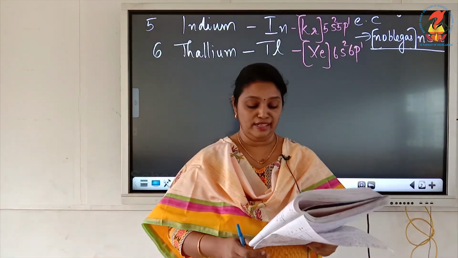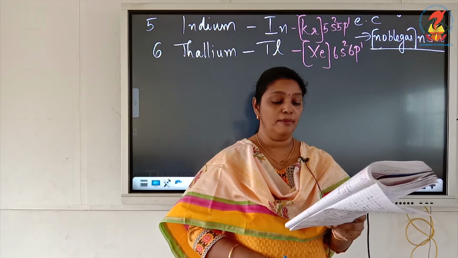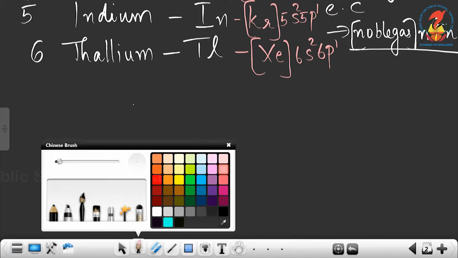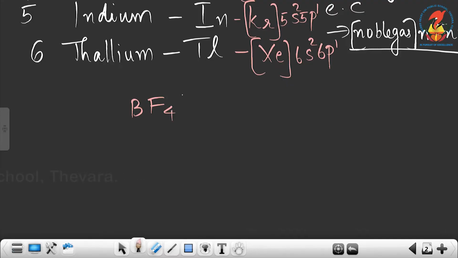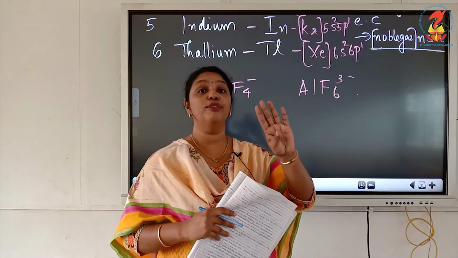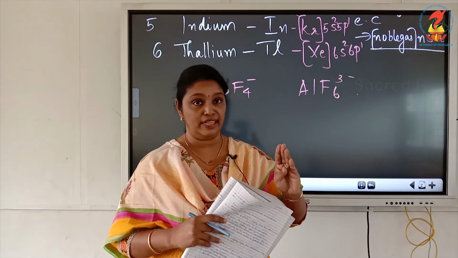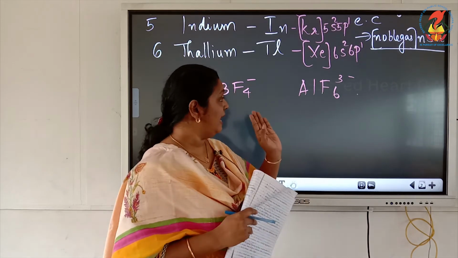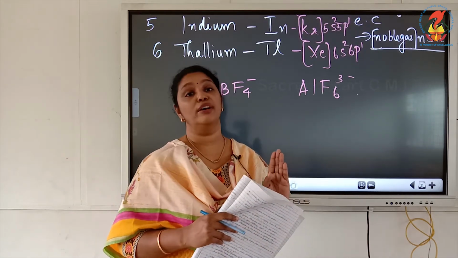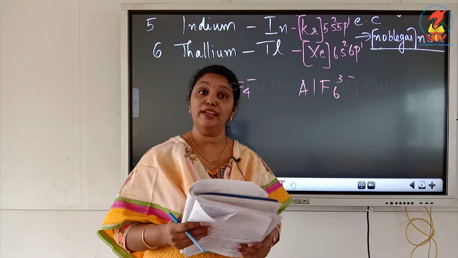The first question is, boron forms only BF4 minus, while aluminium can form AlF6 minus. Now you can see BF4 means there are 4 bonds formed between fluorine atoms and boron, whereas AlF6 means 6 bonds are formed between aluminium and fluorine.